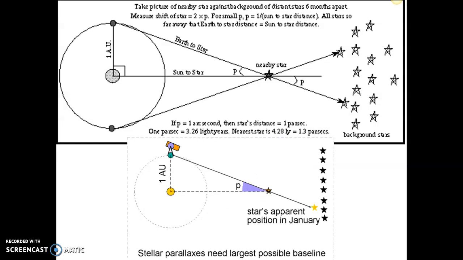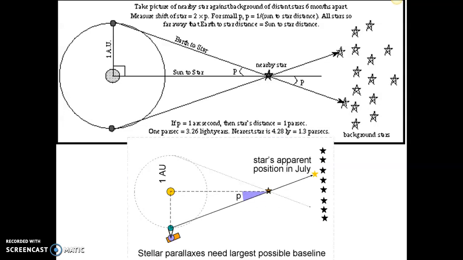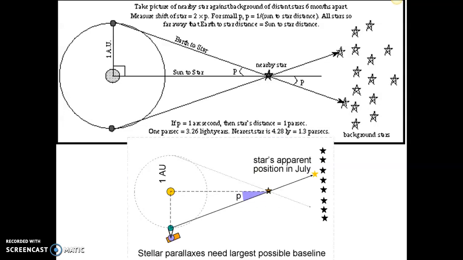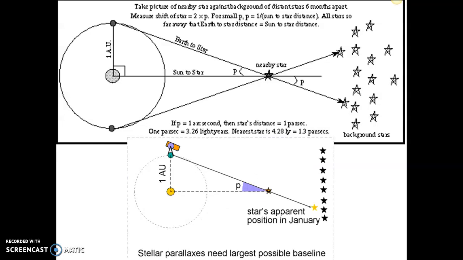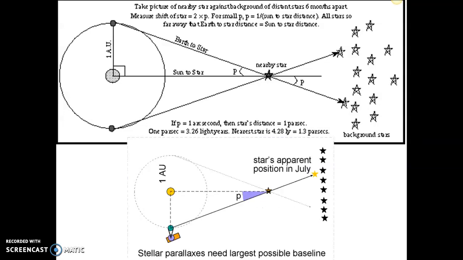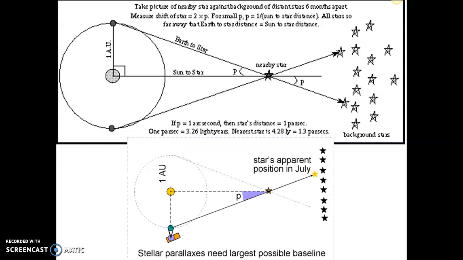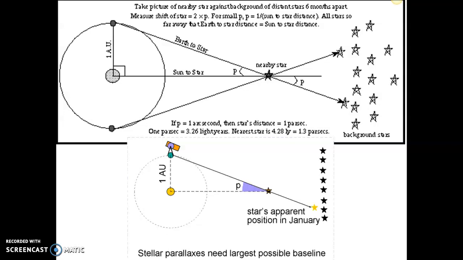The baseline is 1 AU, the distance the Earth is from the sun. As the Earth orbits the sun, the diagram below is bouncing back and forth. That little P there is your arc second. That's the angle the star appears to move with reference to the background stars. So if that's 1 arc second, then that distance would be a parsec.